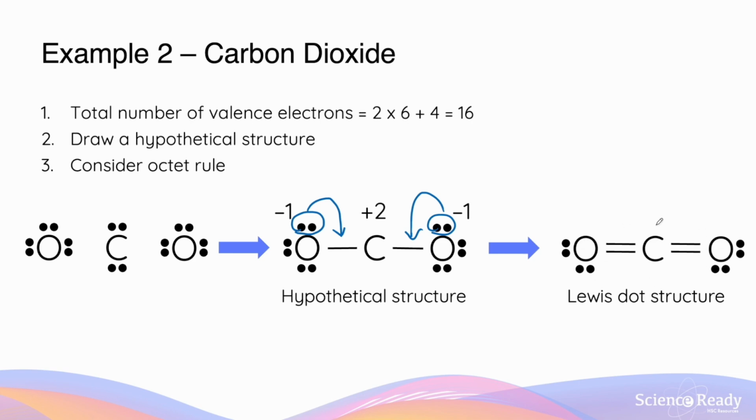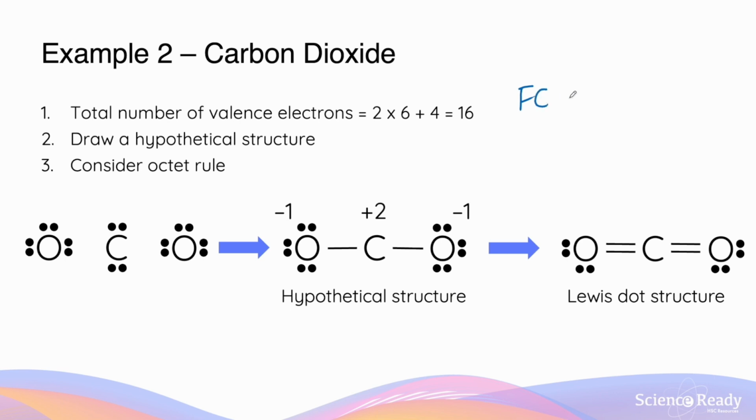Does this molecule satisfy the octet rule? Well, for oxygen, we've got 2 pairs of non-bonding electrons and 2 pairs of bonding electrons, which add up to 8, so 8 for both oxygens. And now for the carbon atom, it has 4 bonds, each containing 2 electrons. So we've got 2, 4, 6, and 8. So the carbon atom also has achieved the octet rule. And finally, the last step is to calculate the formal charges, and if there are any charges, we need to minimize them.